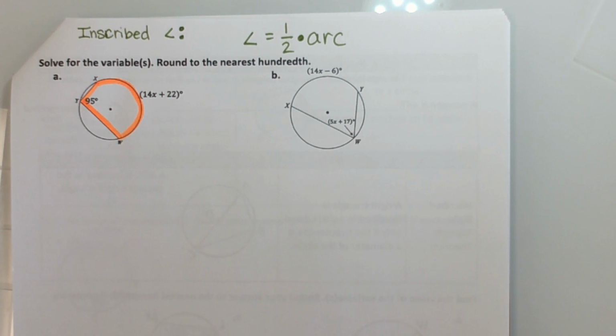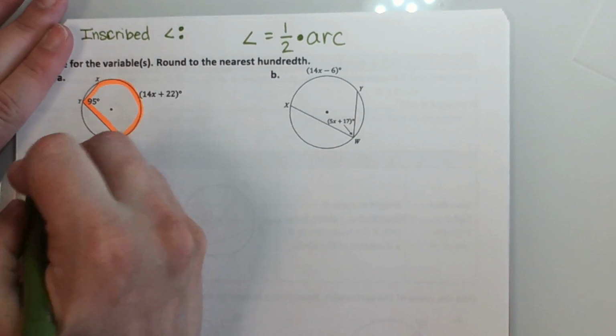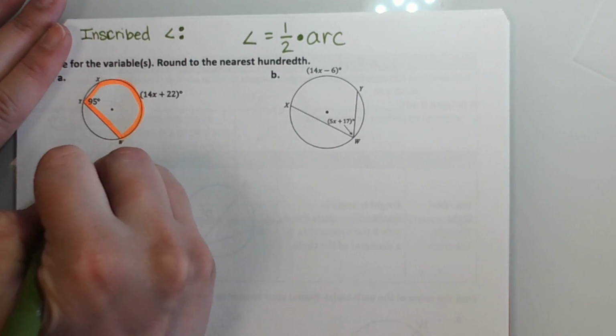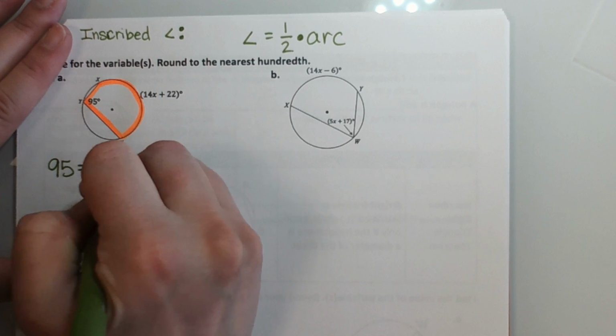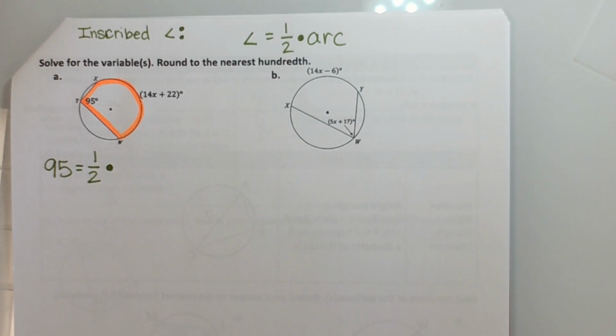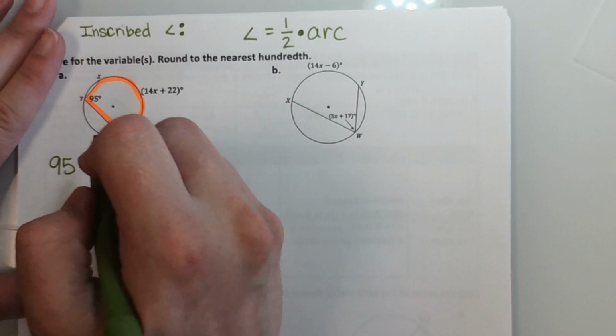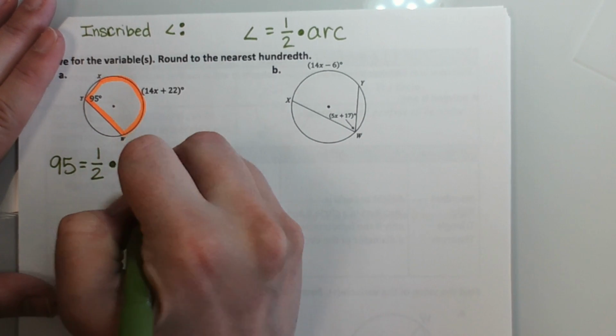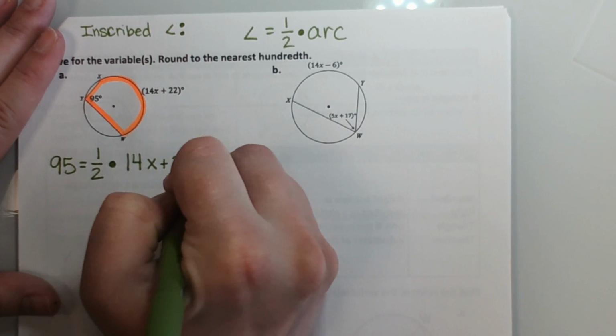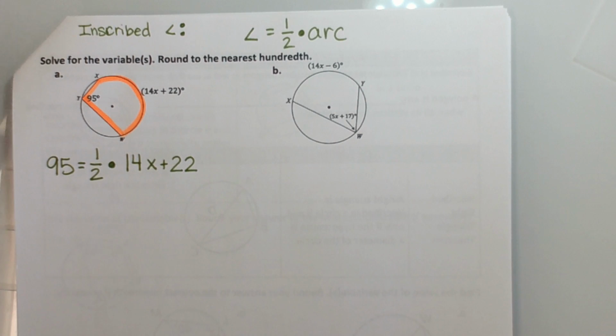Yes, it's the 95. Equals 1/2 times... What's the arc part? 14x plus 22. Sorry, I wasn't calling it a name quite yet.